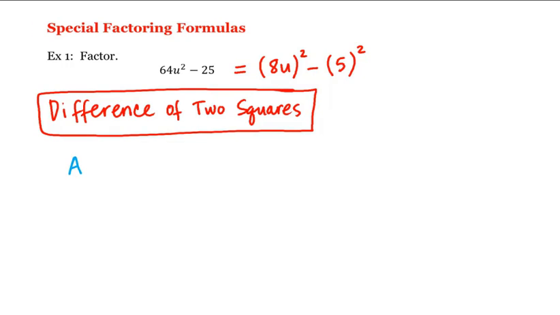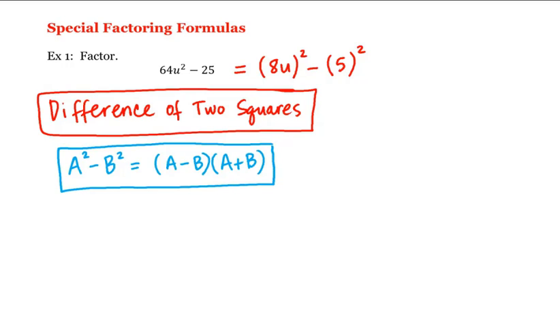And the formula is that a squared minus b squared is equal to (a minus b) times (a plus b). And let's think about why this is true. Let's FOIL the right-hand side here. We'd have a squared plus ab minus ba minus b squared. But ab and ba are the same by commutativity, so they'll cancel here. And we're just left with the left-hand side.